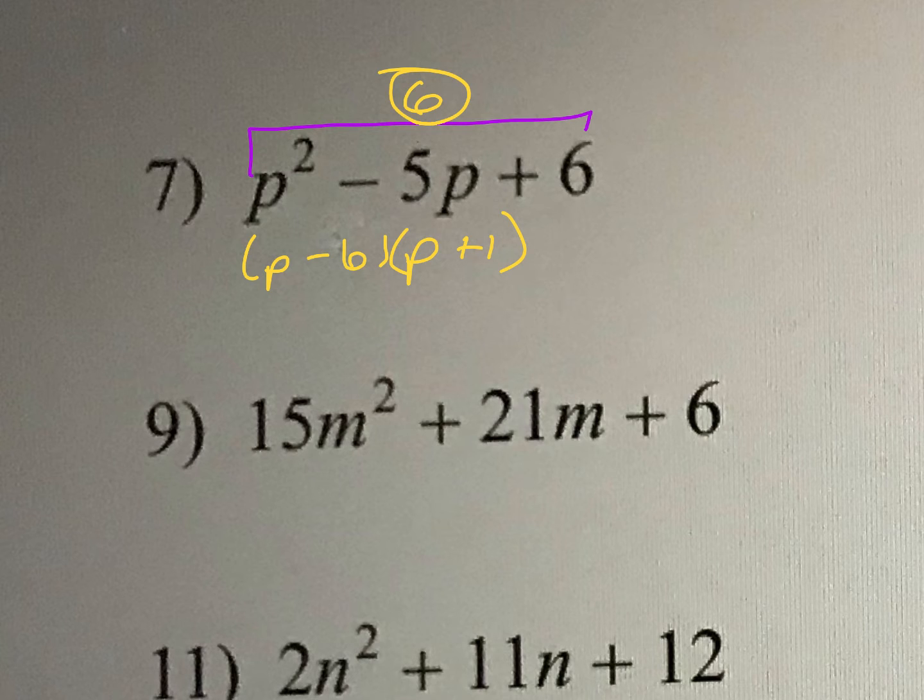No, that's not right. I'm glad we just did that. Look, what happens here? Negative 6 times 1 is negative 6. I don't want negative. I want it to be positive. What are some other factors, guys, that we could use? Negative 3. Good. P minus 3 and P minus 2.